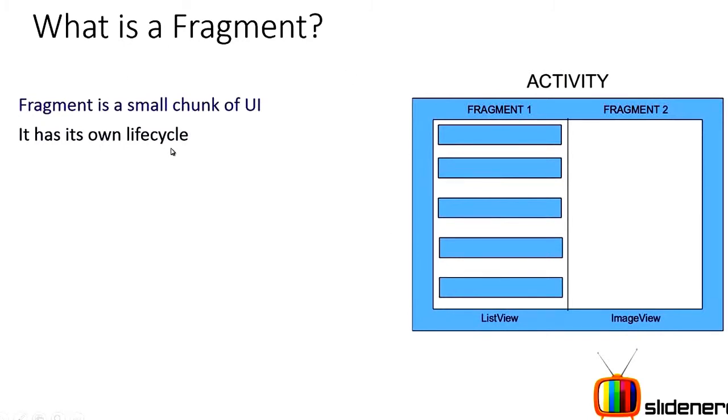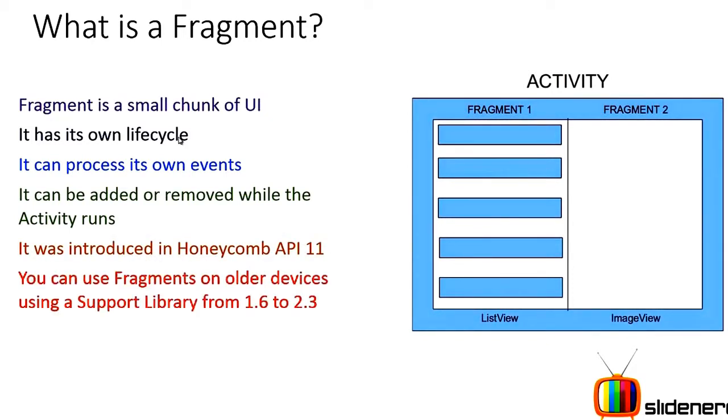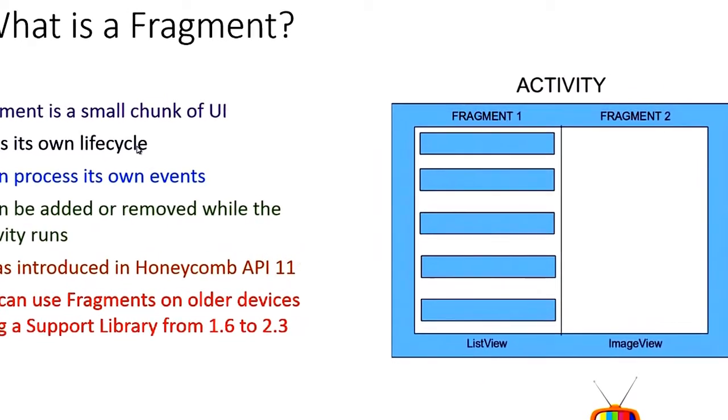Now fragments have their own life cycle, and just like activities, they have a mini life cycle as well. They can process their own events. They can be added or removed while the activity runs. Just like I showed you in the previous slide, I swapped some fragments out. I made a lot of changes dynamically in the user interface, and it can happen right while the activity is running. They were introduced in Honeycomb API 11. You can use fragments on older devices from 1.6 to 2.3 using a support library that we'll be discussing as we go further into this video.